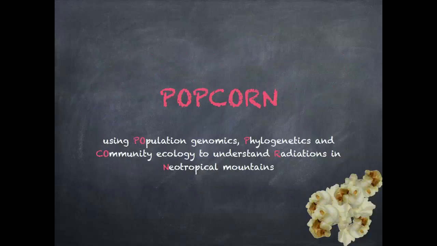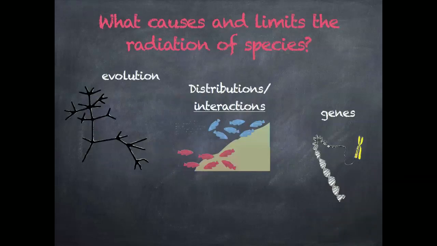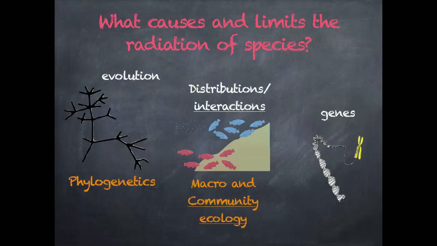I work for a project called Popcorn, which stands for Using Population Genomics, Phylogenetics, and Community Ecology to Understand Radiations in Neotropical Mountains. It's a collaborative project among three universities in Switzerland, and we tackle the question of what causes and limits the radiation of species from three perspectives. Some of us work on evolution and phylogenetics. We work on the distribution and interactions of species at different spatial scales, and some others work on the genomic basis of diversification.